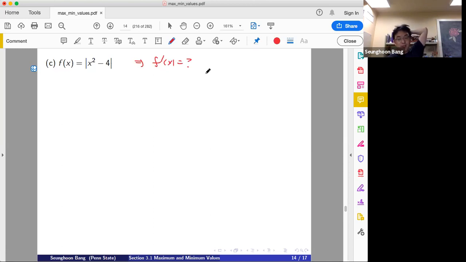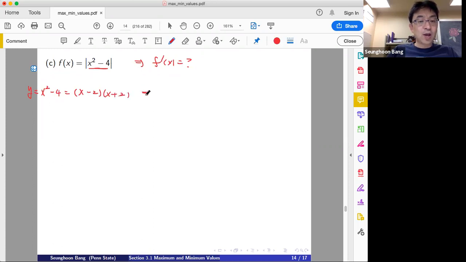So we have an absolute value sign, so we don't have a formula. What's the best way for solving this kind of problem? It's better to sketch the graph. First, sketch the graph of the inside one, x squared minus 4. So we have y equals x squared minus 4. Factor.